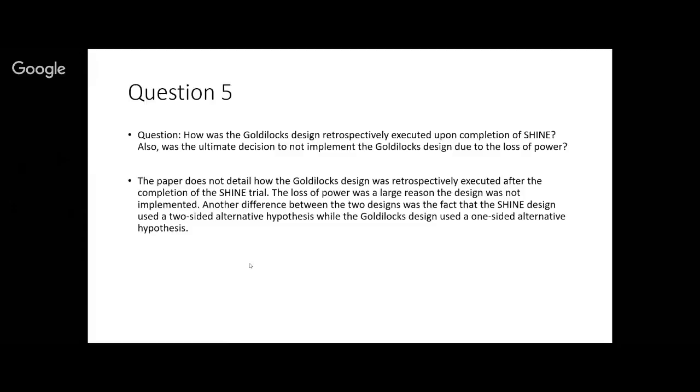Another difference, which was most likely a reason for this, was that the designs had two different hypotheses. The SHINE design used a two-sided alternative hypothesis, while the Goldilocks design used a one-sided alternative.